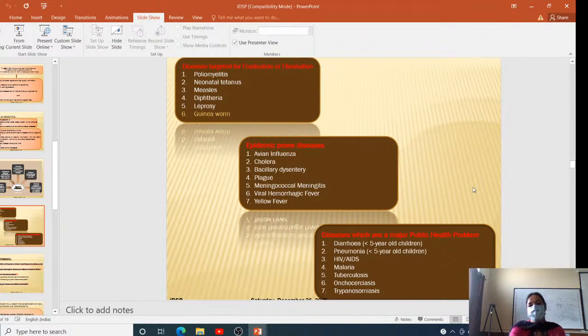Now these are the diseases which are targeted for eradication. I'll just zoom in a little bit.